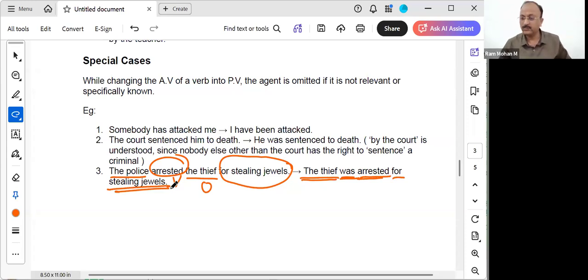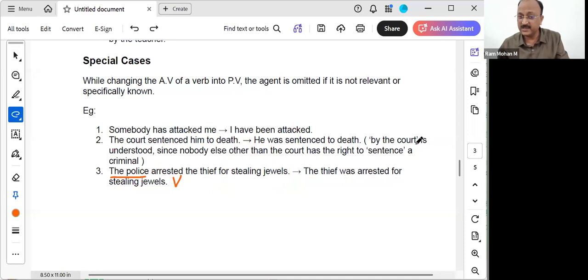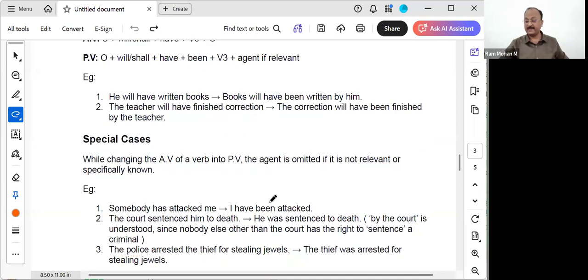Arresting whom we can do? Can I do? Can you do? Or can anybody else do here? No. In our country, the law says the police can arrest. That's why, whether the thief was arrested for stealing jewels by the police, should we write? The thief was arrested by the police for stealing jewels. Whether we write or not, that is obviously understood in the sentence. In such cases, we need not write the agent.